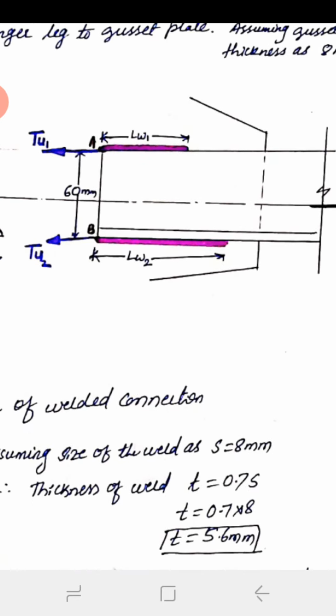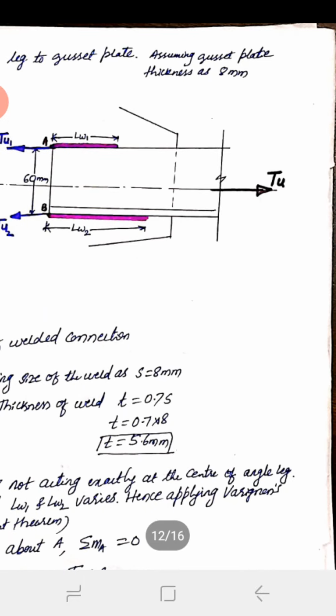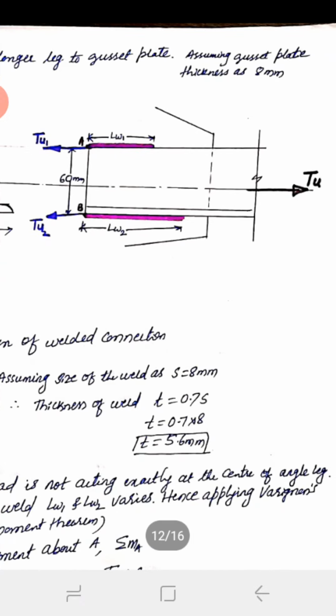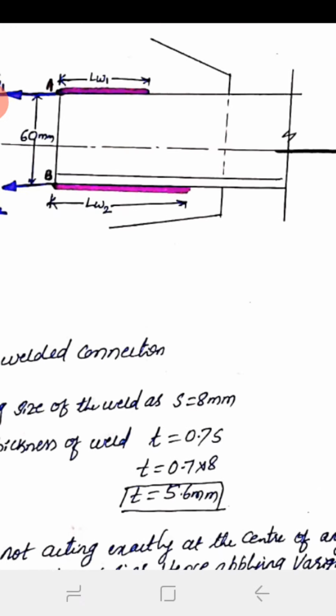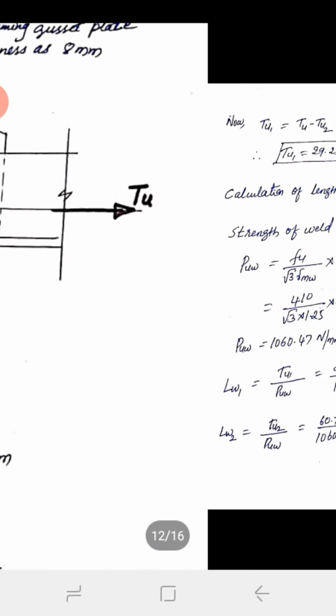This one is a longitudinal section, and in this longitudinal section the load acting here is TU, that is the design load. The design load we have calculated by taking a factor of safety of 1.5. We have got 90 kilonewton. That much load is acting through the centroid of the angle. Then mark LW1 and LW2 here. These two lengths LW1 and LW2, we don't know, just mark them LW1 and LW2, and the load acting here is TU.